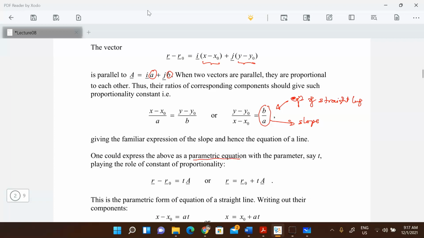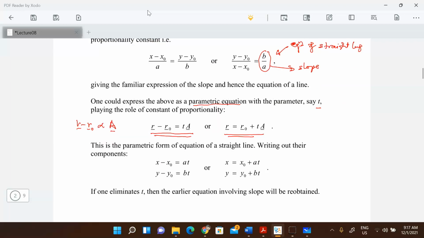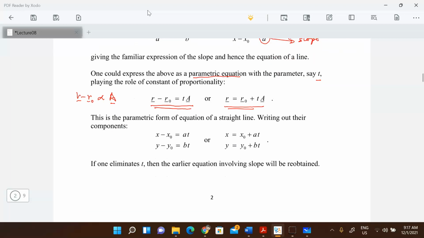Remember, the line is always given by a single parameter, say t. So I can write it in terms of the proportionality earlier, or the parallel equation. I just write down t as the constant of proportionality, and then I can rewrite this in terms of that, which gives you a set of parametric equations that defines the line, which is that.